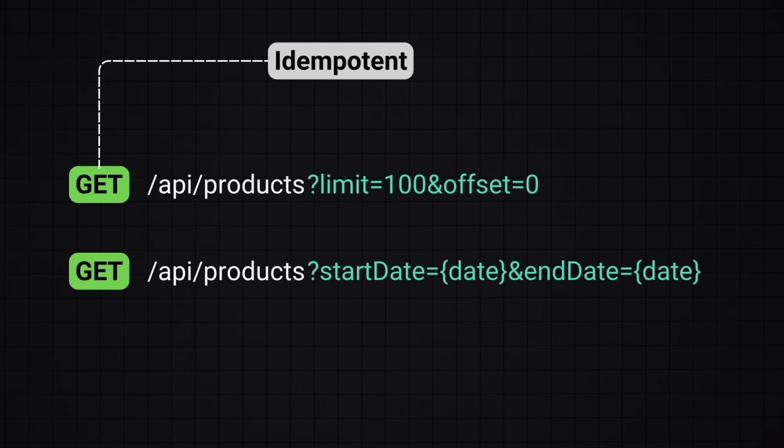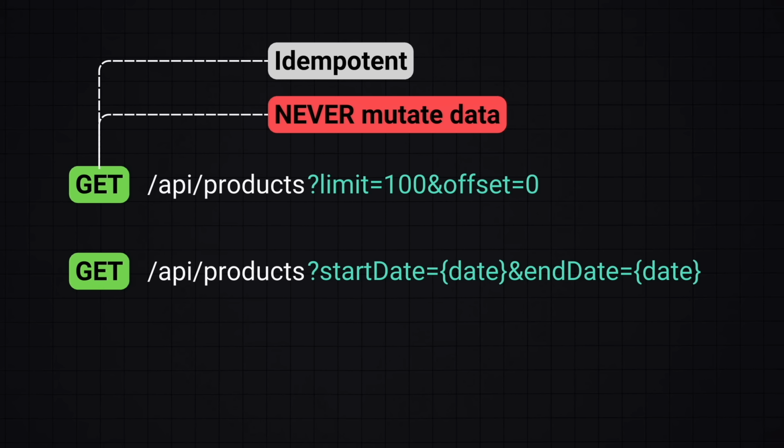A well-designed GET request should be idempotent, meaning calling it multiple times doesn't change the result and it should always return the same result. And GET requests should never mutate data, they are meant only for retrieval. If you need to update or create data, you need to do a PUT or POST request.